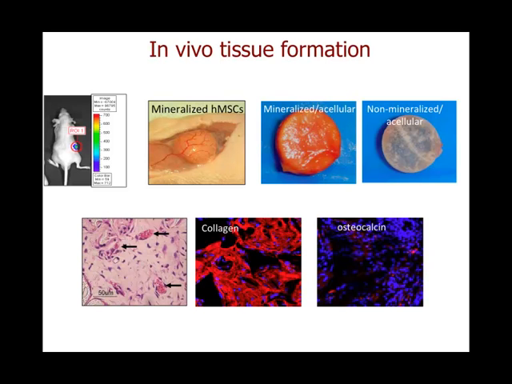So we don't even need the cells anymore. We just need to take the material and put it into the defect. The material recruits the cells from the patient and promotes their osteogenic differentiation and also vascularizes. In the case of bone tissue, it is highly vascularized. So if the material doesn't vascularize, then you are having an apoptotic tissue.